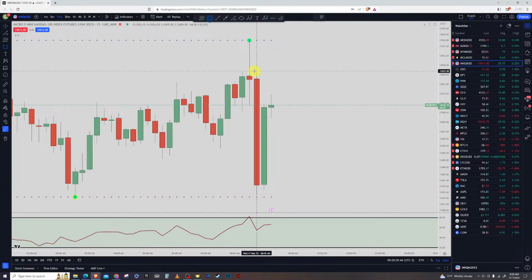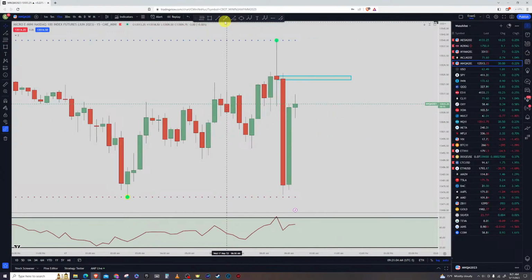And Nasdaq, let's see, here is at the opening. The opening candle is so small. The next candles are so big. So we have a big move down.